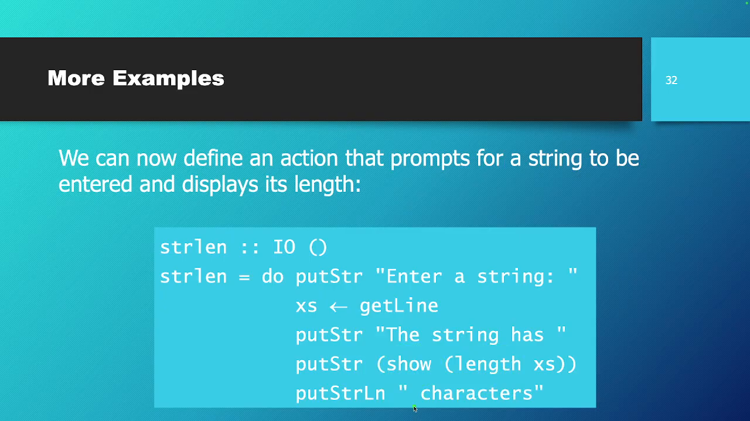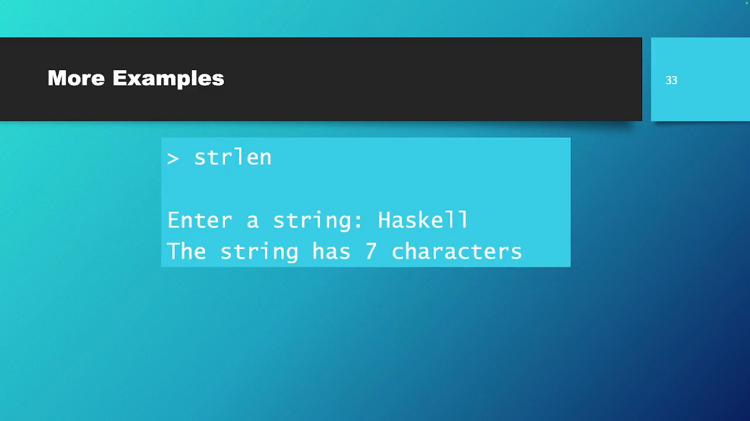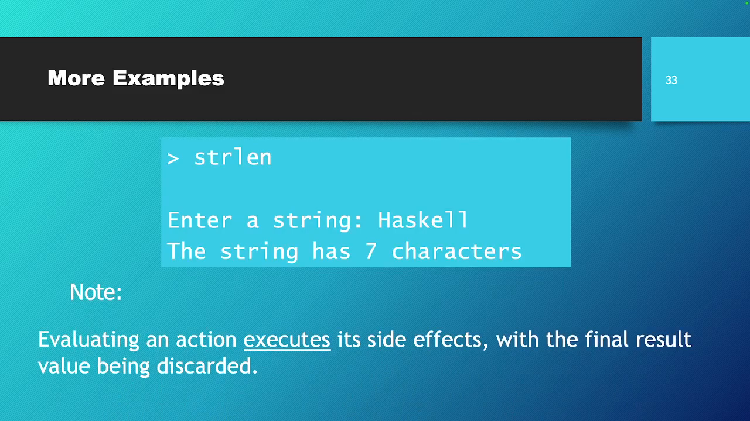We have another topic on types, and we'll be going through that in that. Okay, so this is saying I have a number, the length of XS is a number, but I actually need a string to go in here. So I'm going to do that, and then this is just characters. And remember what that does, we wrote it, it actually puts the new line at the end of that. So evaluating an action executes its side effects with the final result value being discarded. I said don't return any value to me, so it didn't.